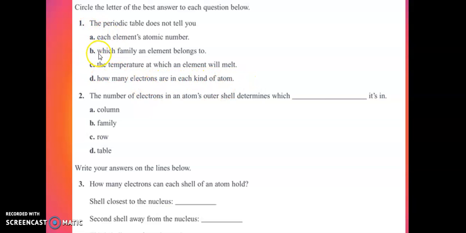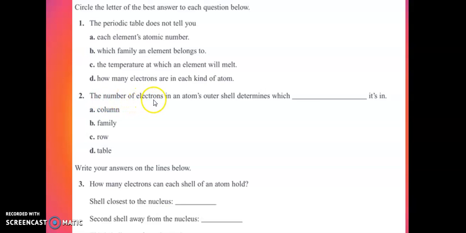I think you can investigate on the internet if you have a question, right? Each element's atomic number, which family an element belongs to, the temperature at which an element will melt, how many electrons are in each kind of atom. This information is there, right? I think this information is not there. This information is in here. The family, I think, is the family an element belongs to. I think this is the information, right?